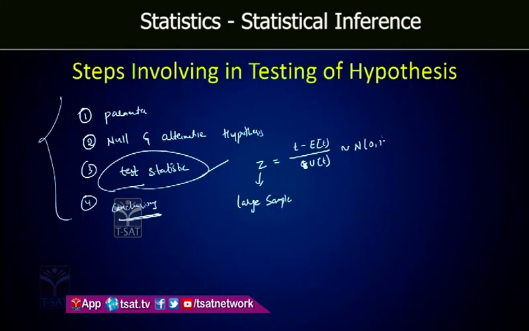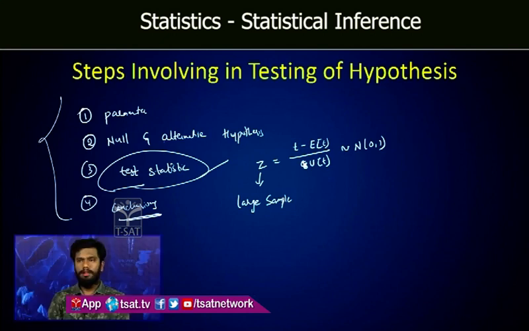normal distribution with mean 0 and variance 1. So this is nothing but the standard normal variate which we discussed in the normal distributions.